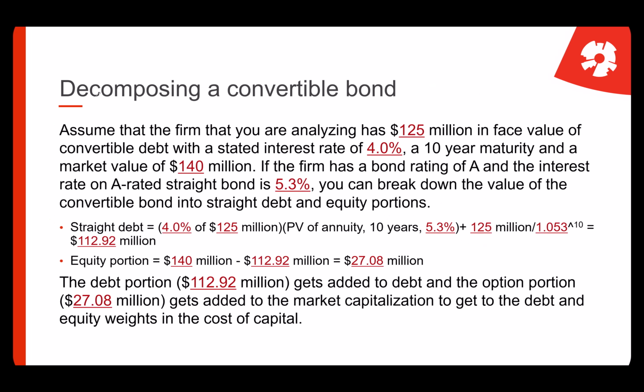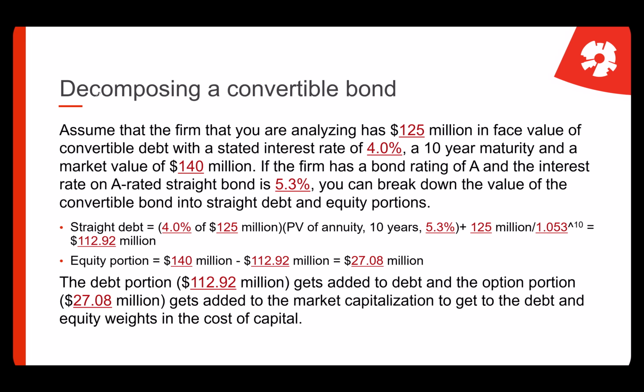Now, here we look at how to deal with a convertible bond. A convertible bond, as you know, has both debt features and equity features. The key here is that we don't want to lump it entirely into debt when we are computing the cost of capital. Instead, we break it down into two pieces, a straight debt component and an equity option component.